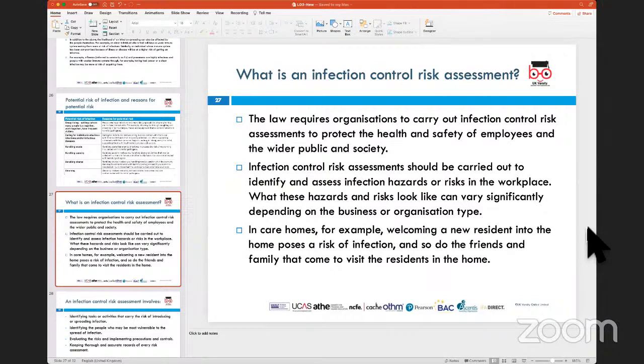Now, when we look at these risk assessment measures for a care home, if you visualize and put your thinking hat on, who are the people who visit care homes? For example, one of the first things which comes to my mind is family members of people who are residents of the care home.